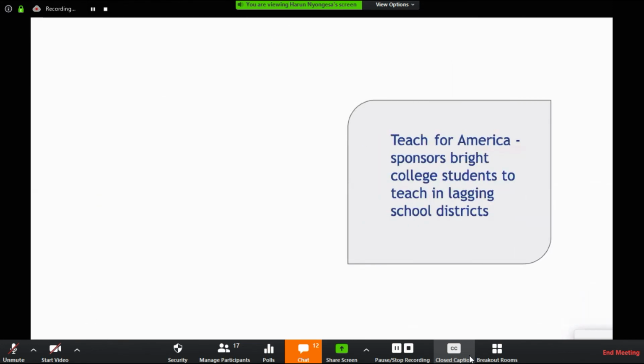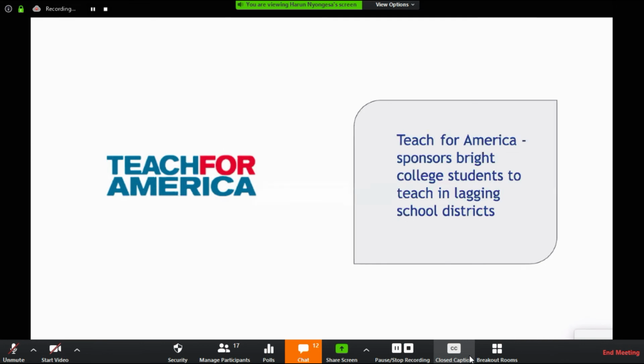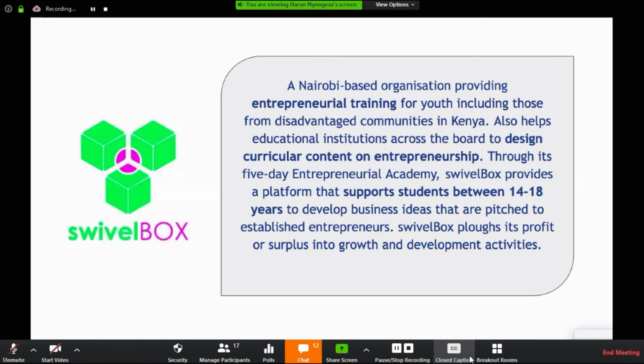So we are now going to look at some examples of social enterprises, both in the world and in our country. The first one we're looking at is Teach for America, which is a very well-known social enterprise. It sponsors bright college students to teach in struggling school districts in America. Then the next one is Swivelbox. Swivelbox is a Nairobi-based organization which provides entrepreneurial training for the youth, including those from disadvantaged communities in Kenya. It also helps educational institutions across the board, schools, colleges, and so on, to design curricular content on entrepreneurship.